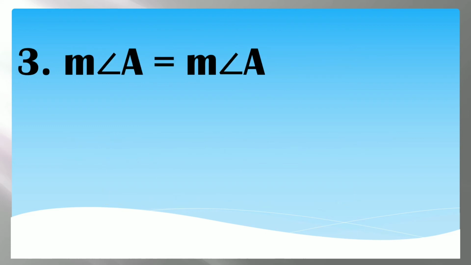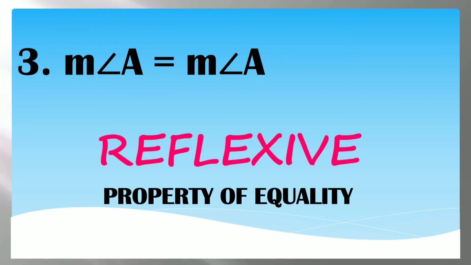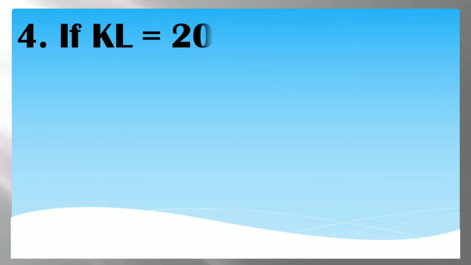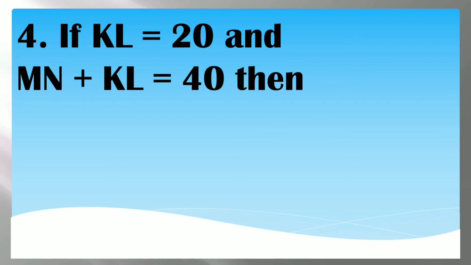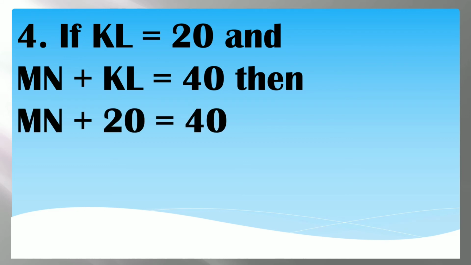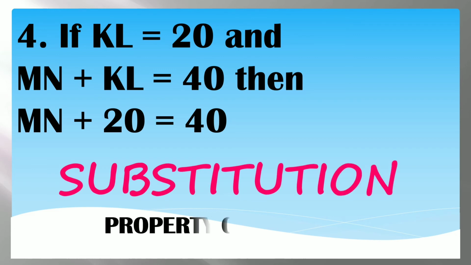Number 3: the measure of angle A equals the measure of angle A. Mirror. Anything is equal to itself. That is the reflexive property of equality. Number 4: if KL equals 20 and MN plus KL equals 40, then MN plus 20 equals 40. The value of KL is 20, so we put in the value of KL, and it became MN plus 20. That is the substitution property of equality. We replaced it.